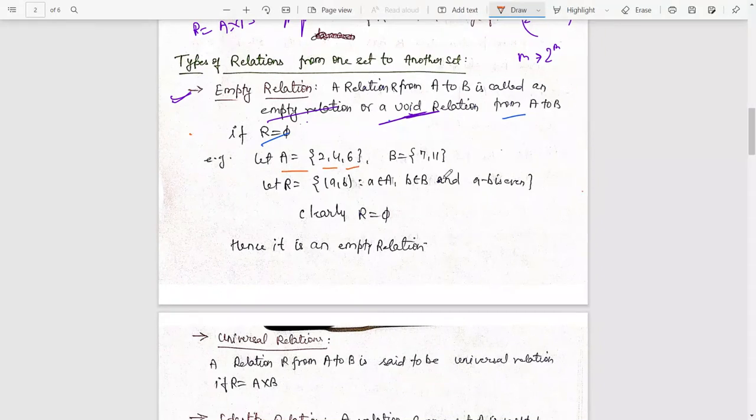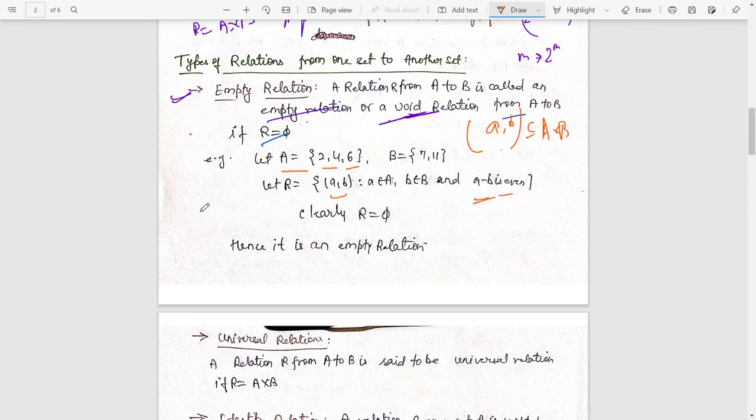So let's say there is a set A = {2, 4, 6} and set B = {7, 11}. We are defining R to be a relation where a minus b is even, where a belongs to A and b belongs to B, and we are defining all such pairs (a, b). Obviously, R is going to be a subset of A cross B only. But the property of that particular relation is that a minus b is even.